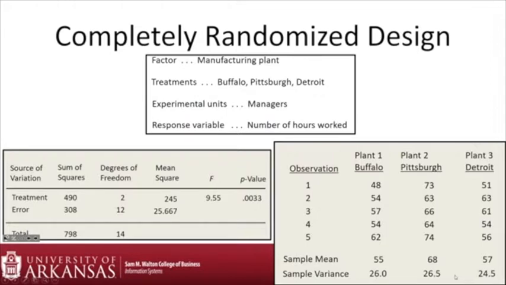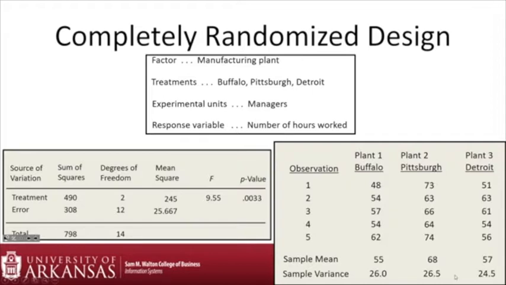My factor is going to be manufacturing plants. So I'm looking at manufacturing plants. My treatments, I have 3 different manufacturing plants: Buffalo, Pittsburgh, and Detroit. My experimental units are going to be managers, and my response variable is going to be the number of hours worked. So with just that little information, I can make up a scenario. Right? So I'm interested in the number of hours worked by our managers at different manufacturing plants.